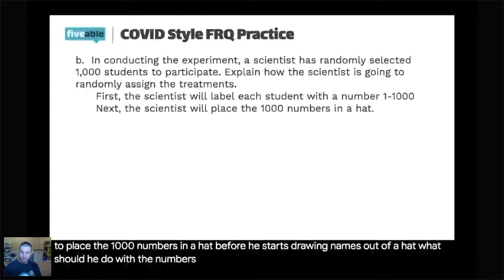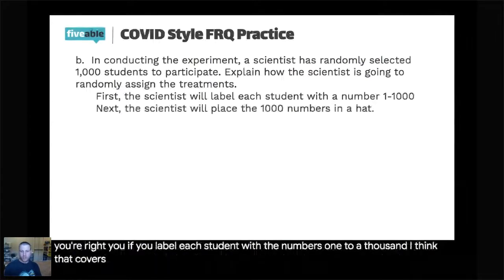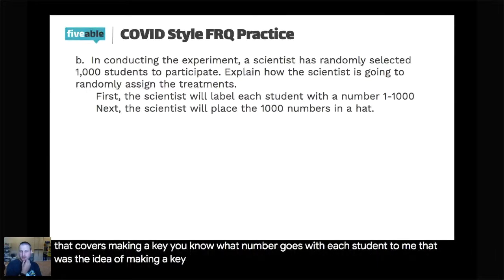Make a key. Yeah. Okay. Not the one I was looking for, but you're right. If you label each student with the numbers 1 to 1,000, I think that covers making a key. You know what number goes with each student. To me, that was the idea of making a key. And then you put them in a hat.